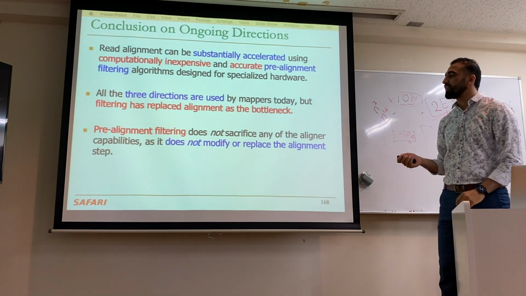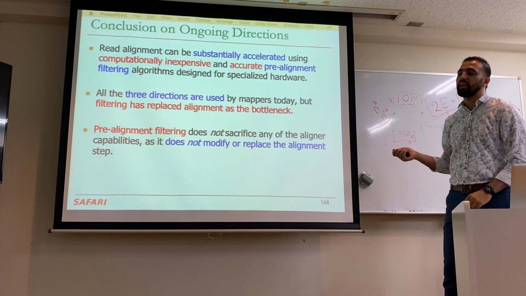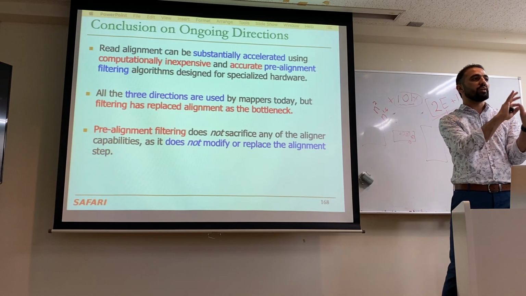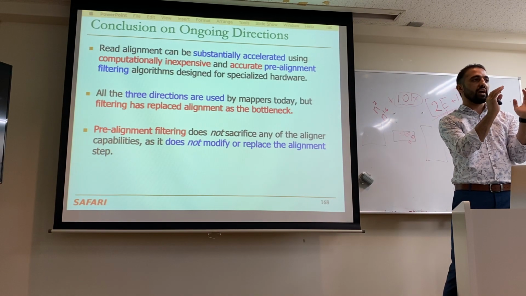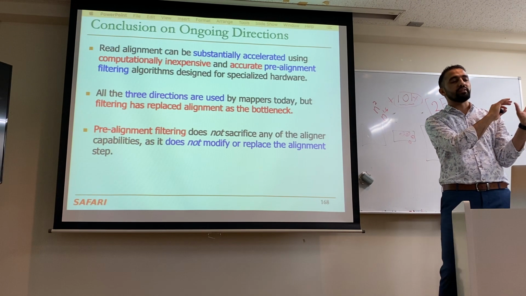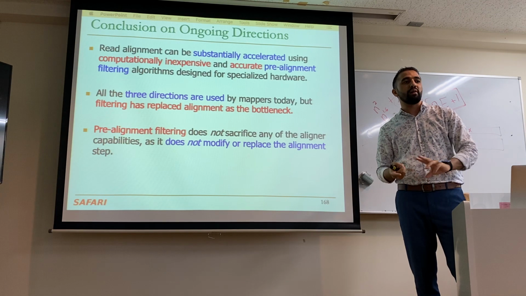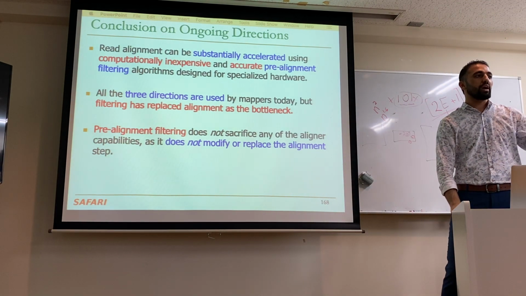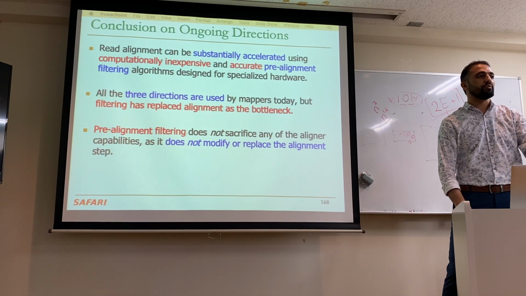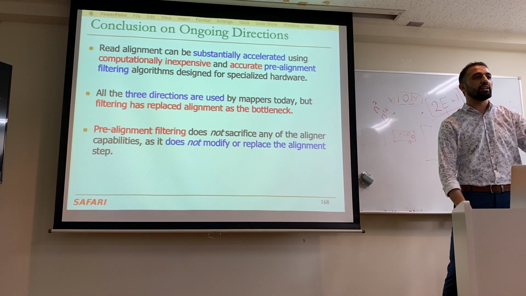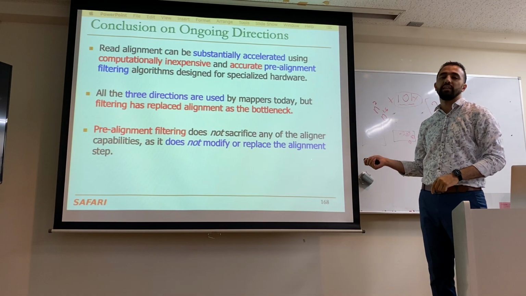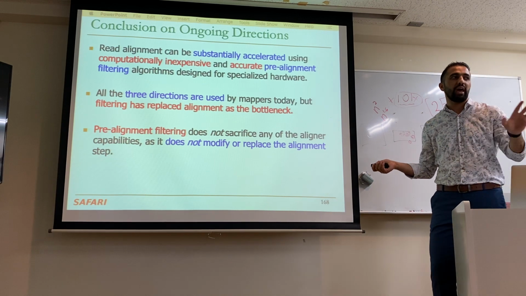So pre-alignment filtering does not sacrifice any of the aligner capabilities. By using heuristics at the pre-alignment filtering without any false negatives, you are always on the safe side. You are not compromising anything coming from the dynamic programming table. So you can still get the correct result in your BAM file or in your SAM file. You get the correct CIGAR string, alignment score, different scoring systems for protein, for DNA, for RNA, that will not be affected, as we are not modifying or replacing the verification step. We still have all of them.